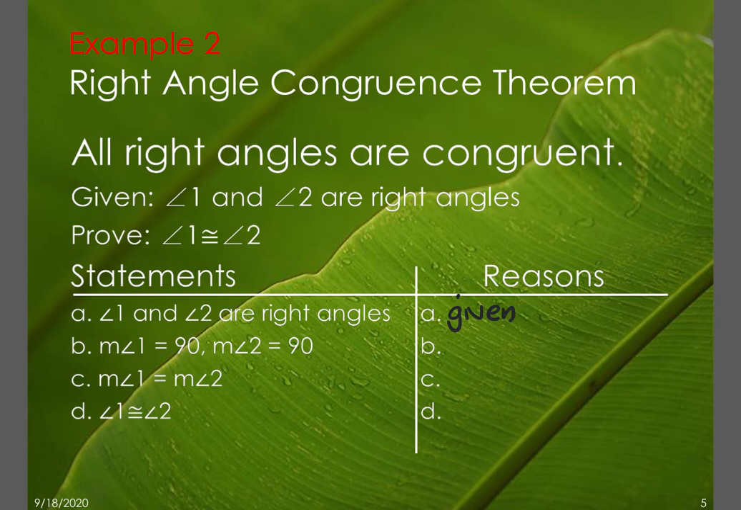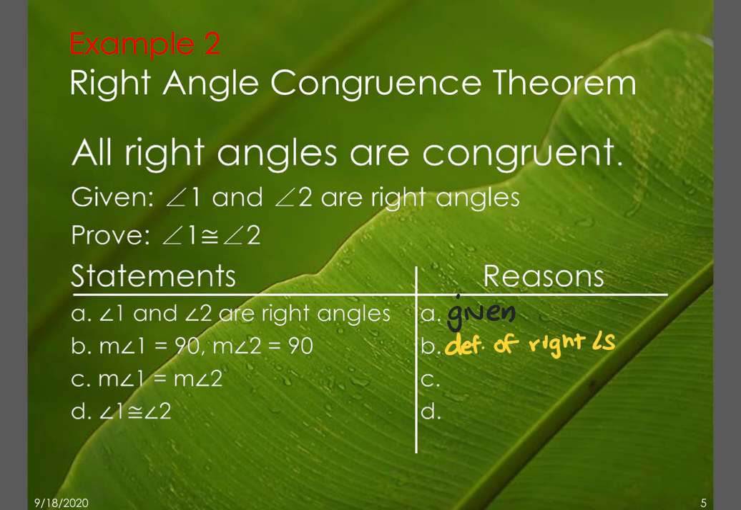The measure of angle 1 equals 90. The measure of angle 2? Definition of? Congruent. Nope. Right angles. If we say they are right angles, so they are 90, that's the definition of right angles. Then, measure of angle 1 equals measure of angle 2.